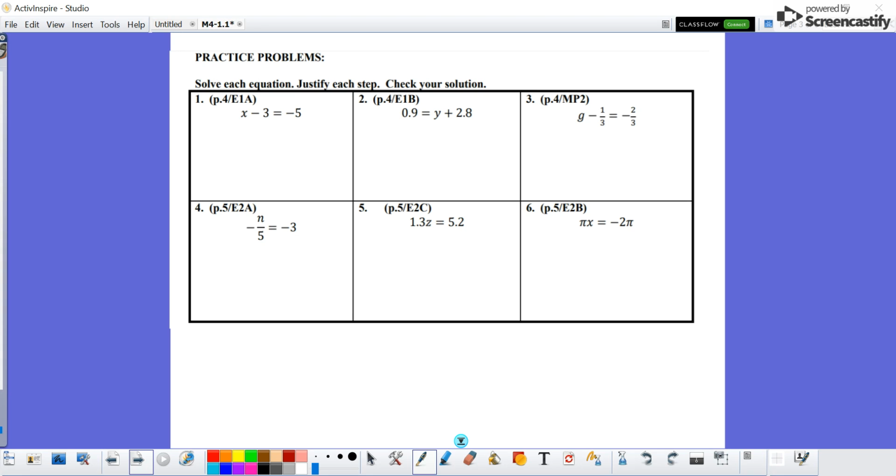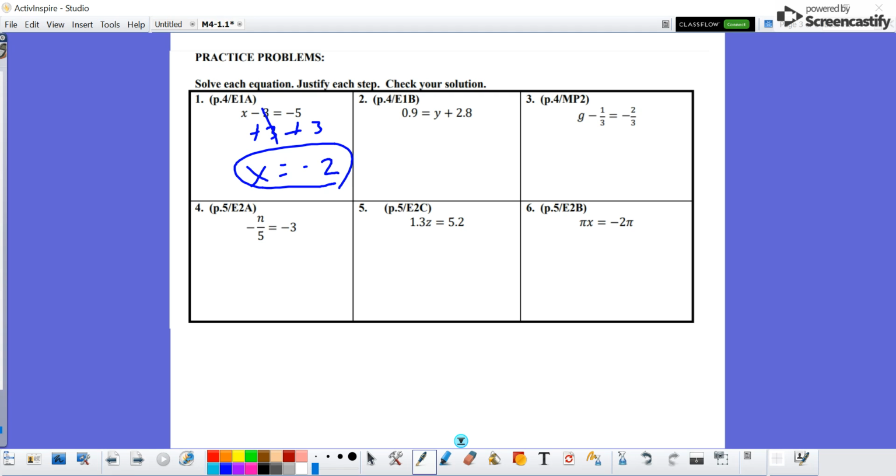In solving this here, we see x minus 3 equals -5. That means I'm going to add 3 to both sides in order to get x being -2. So I use the inverse operation of subtraction, so I utilize addition. I'm going to jump to number 3.